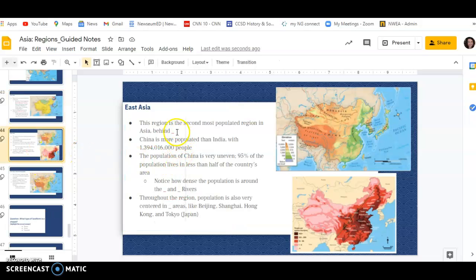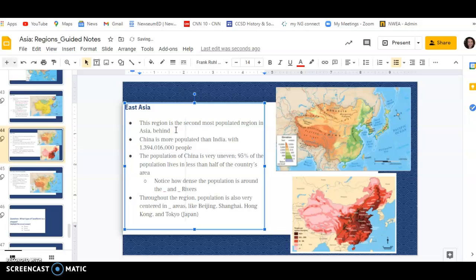All right. This region is the second most populated region in Asia behind South Asia. China as a country, right? China as a single country is more populated than India, with over 1,300,000 people in China alone. The population distribution of China is very uneven. 95% of the population lives in less than half of the country's area.